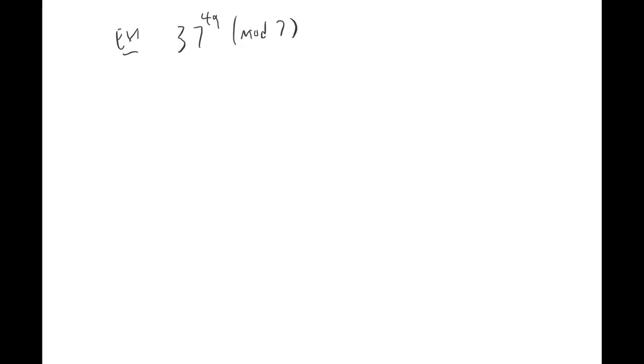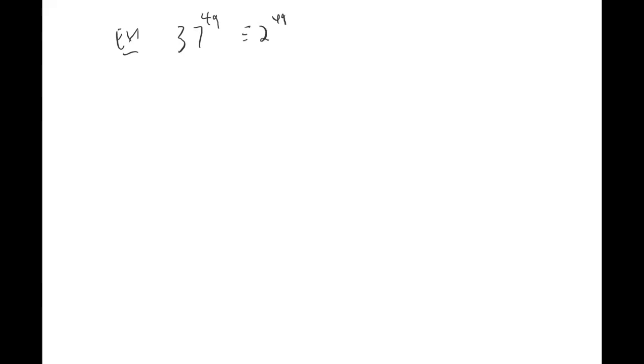In fact, we could do something better, right? What's 37 mod 7? What's the remainder when you divide 37 by 7? It's 2, because 7 times 5 is 35. So this is actually just 2. This makes life easier. So I'll just put mod 7 at the end. So this is congruent to 2 to the 49.